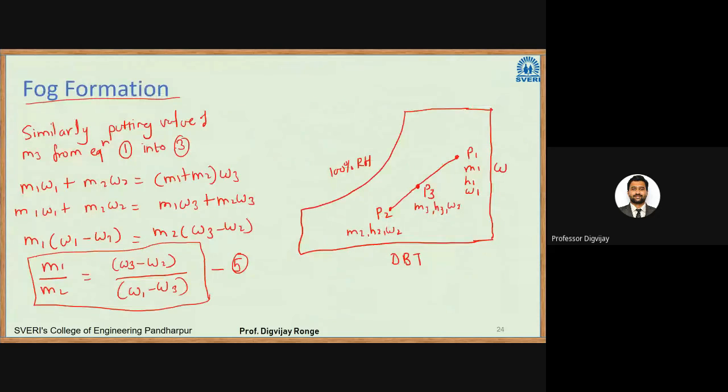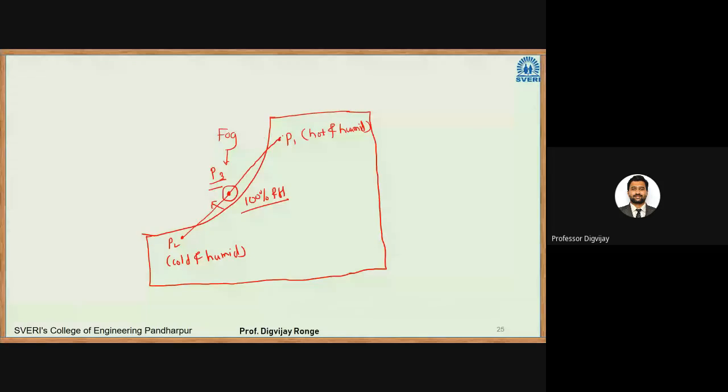And this is how adiabatic mixing will look like. Point P1, point P2, there will be a straight line. On the straight line somewhere, this point P3 will lie. And there is a special condition for this, which is called fog formation. So if a very hot and humid air comes in contact with cold air, in that case, this will be the line. And there will be a point P3, which will lie outside of our psychrometric chart. That means that it is saturated, as well as there is a condensation of water droplets.